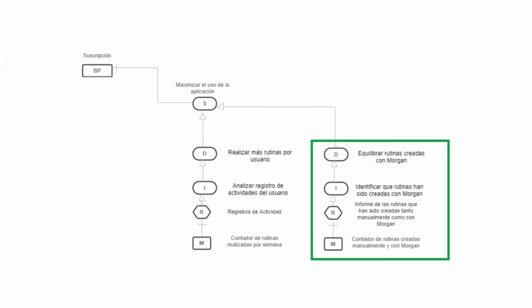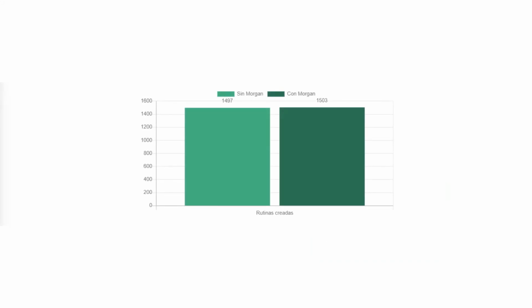The next KPI is to identify how many routines have been created by our virtual assistant in order to analyze if it is being used correctly and to know if it is being understood by our users, and to determine if there is room for potential improvements.